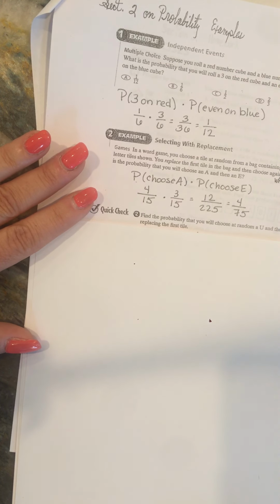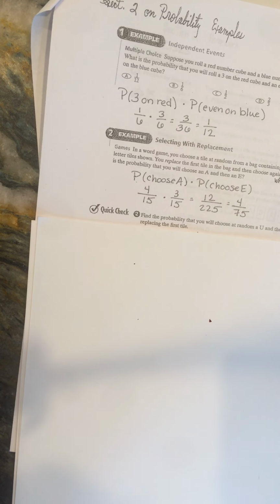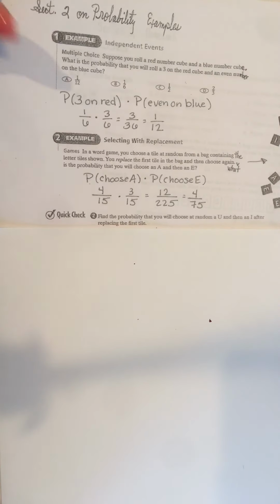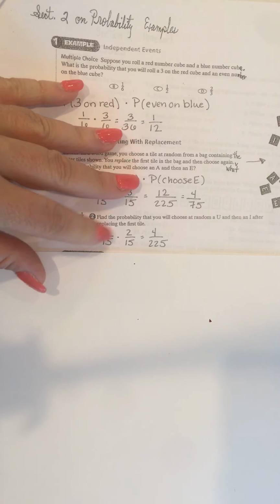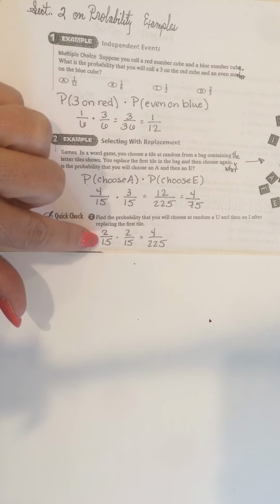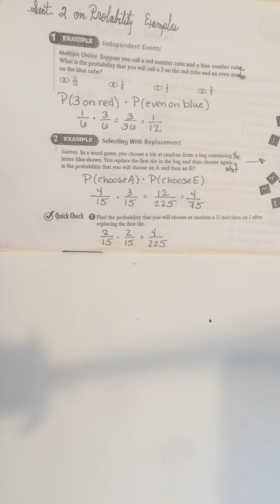All right, you give this one a try. Find the probability that you will choose at random a U and then an I after replacing the first tile. You can do it. I'll give you a second. Choose a U, count up the number of U's. Then you choose an I, count up the number of I's. All right, so you should have 2 out of 15 were U's and 2 out of 15 were I's. So 2/15 times 2/15 is 4/225. Reduced.